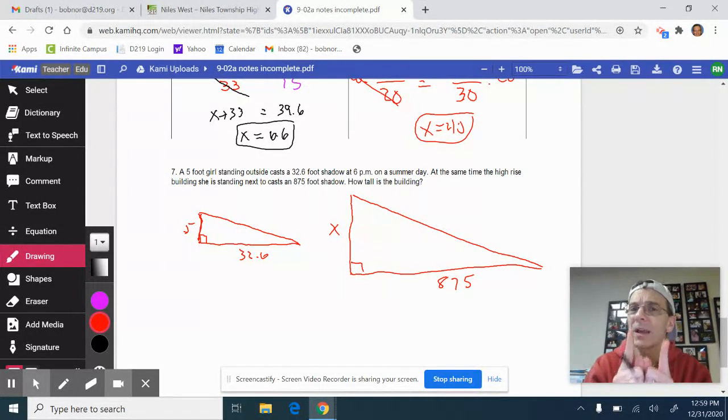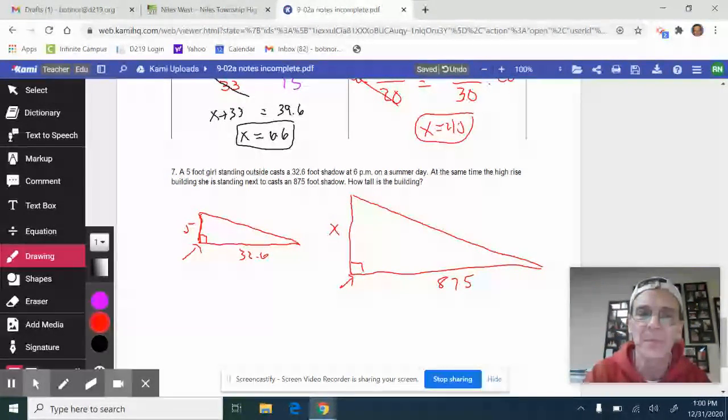And the only way we know the triangles are similar for sure is if we have at least two pairs of congruent angles. Right now, we've only got one, and we've even assumed that one because we assumed that the girl and the building are standing straight up, but that's a fair assumption to make for this problem. How do we get a second pair of congruent angles? From the context of the problem, okay?